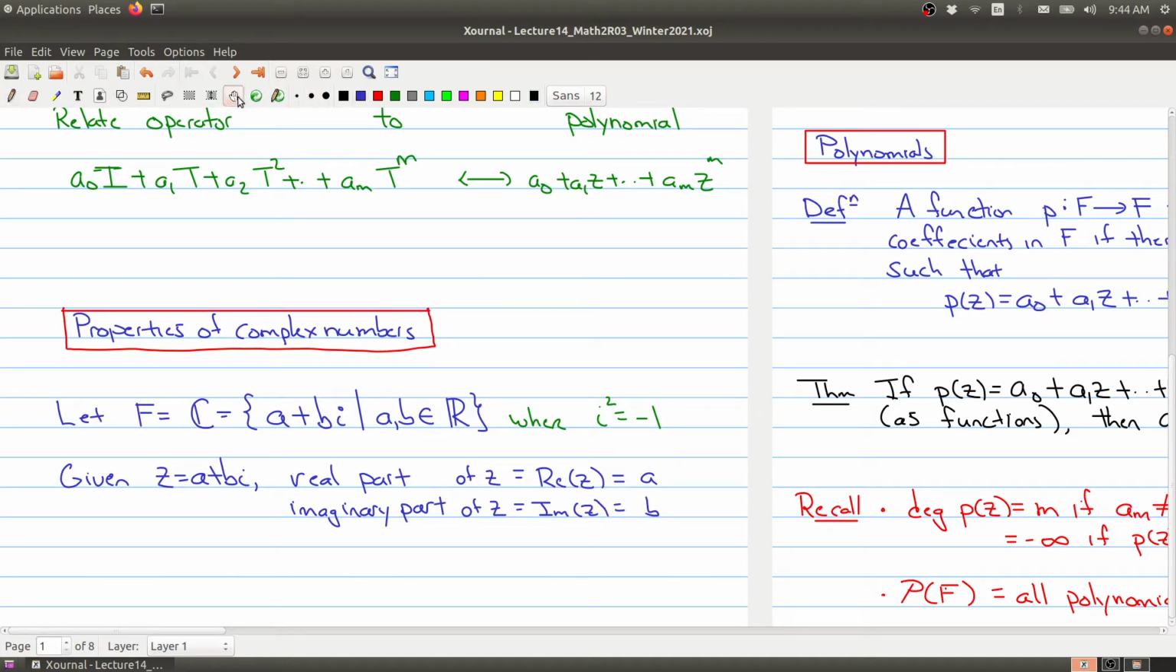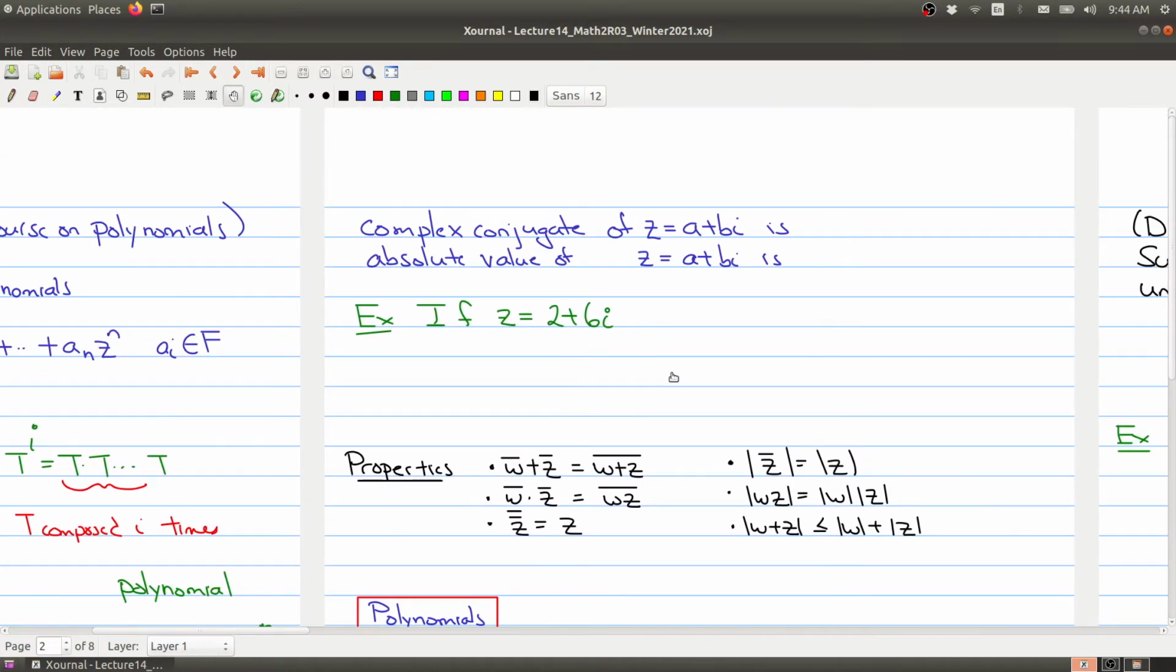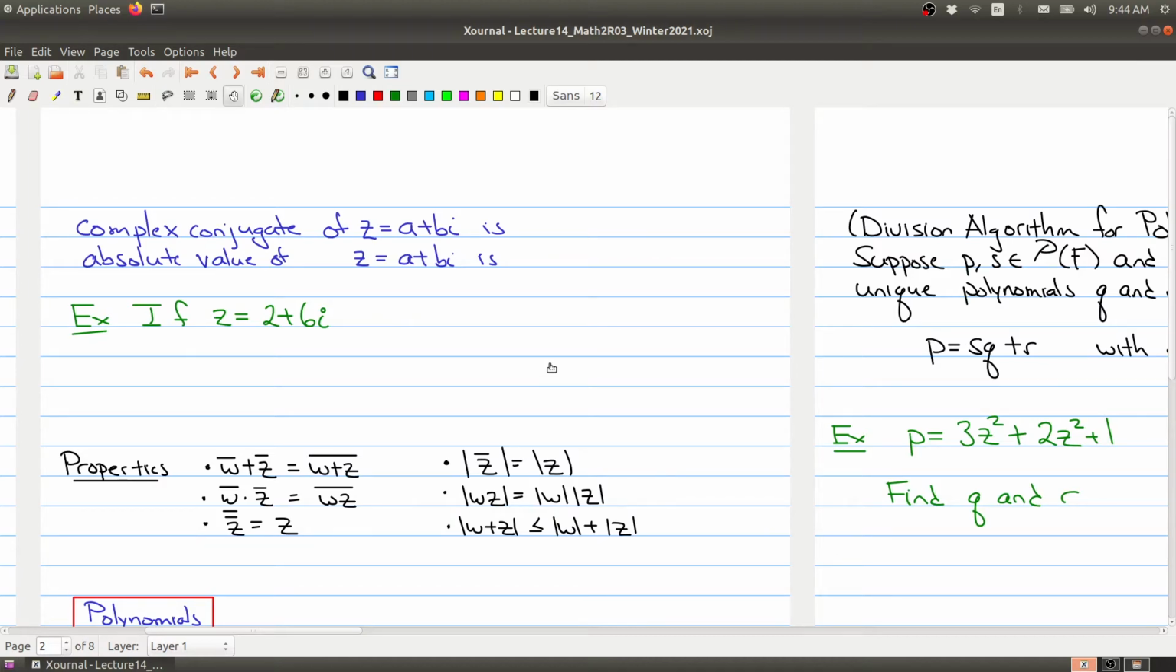Now attached to any complex number is some other information. The first is the complex conjugate. The complex conjugate of a complex number is the complex number that we get by changing the sign of the imaginary part. And the absolute value, which we write in terms of absolute value bars, is a squared plus b squared, and then we take the square root of that number. So this is information attached to a complex number.